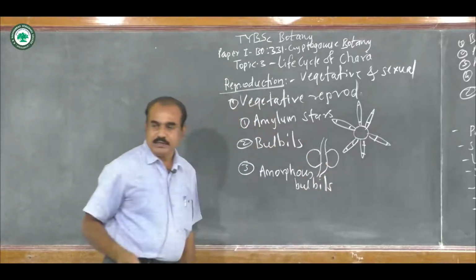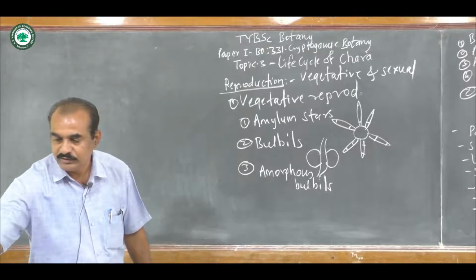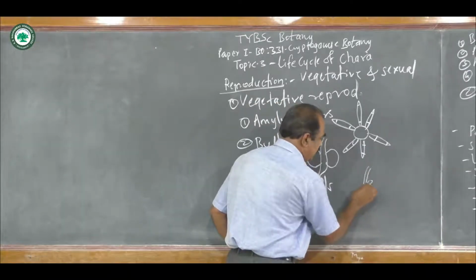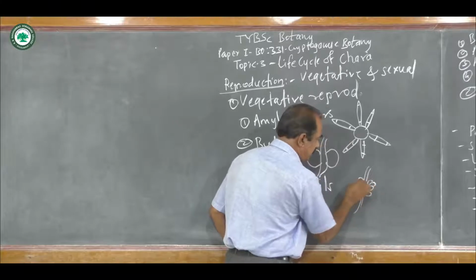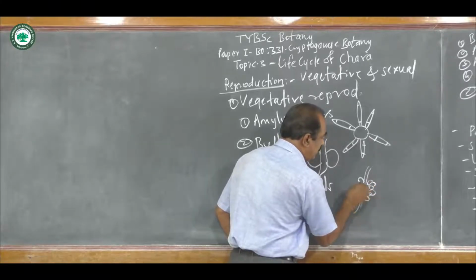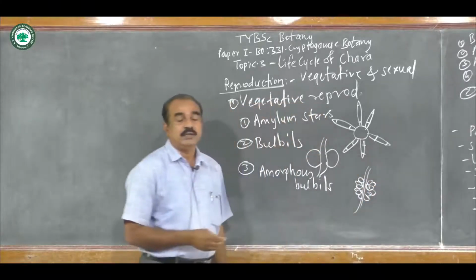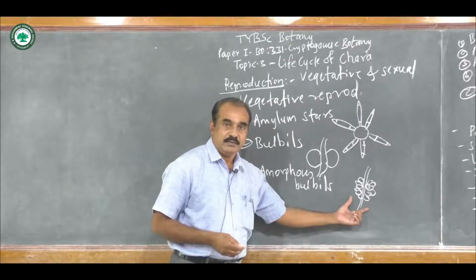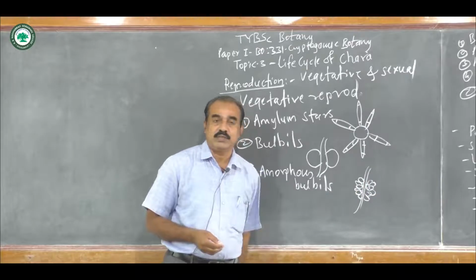Now third type, that is the amorphous bulbils. They have no proper shape. They are irregular in shape, just like a bunch. They are developed on the lower nodal region of the thallus. And when they also get detached from the parent plant, they also develop into a new thallus of the Chara.